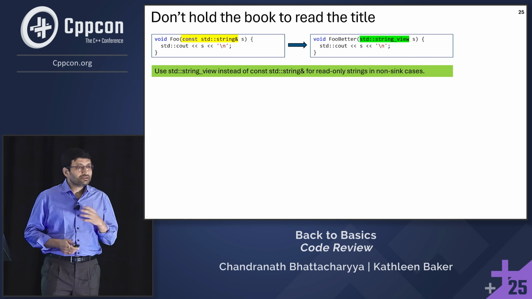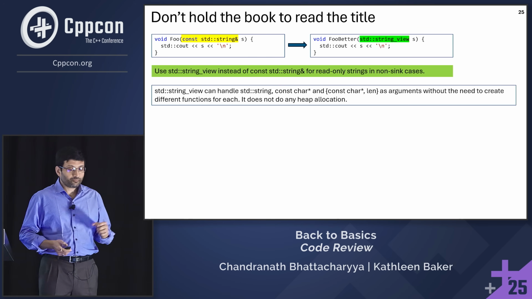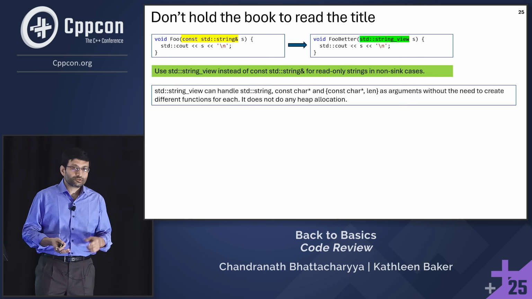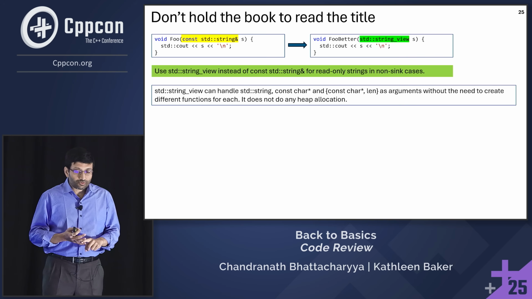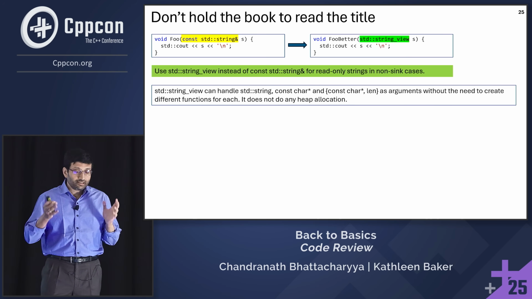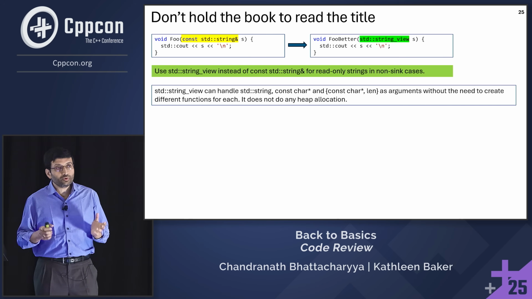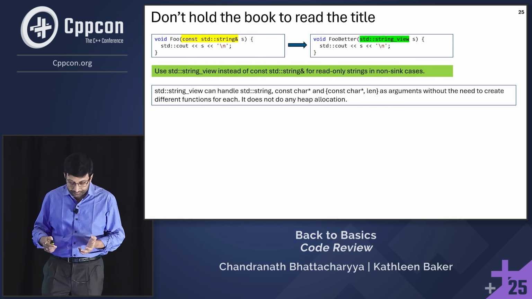So why is it better to convert into a string_view? The reason being, the string_view can handle more cases. So it can be called with a string, with a const char star, with a const char star and the length. So we don't need to create different functions for handling each of the scenarios, and also it does not do any kind of heap or memory allocations.